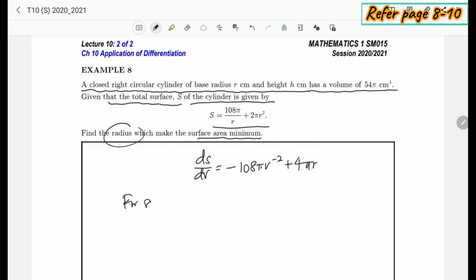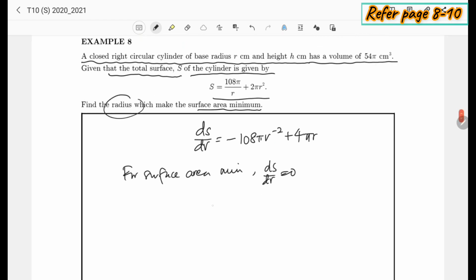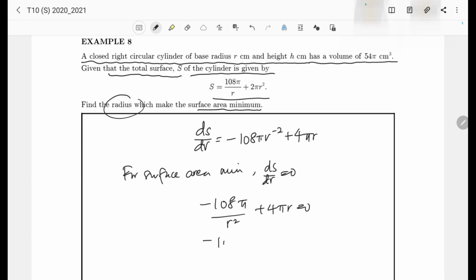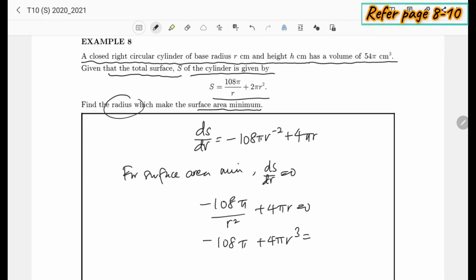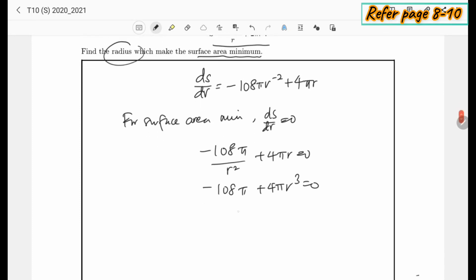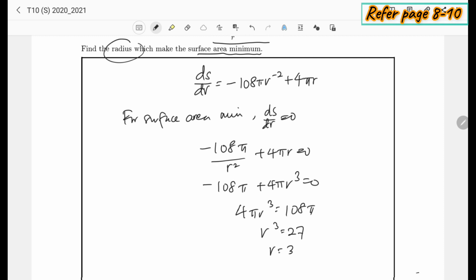So for surface area minimum, we get dS over dr equal to 0. So negative 108 pi over r squared plus 4 pi r equal to 0. Negative 108 pi plus 4 pi r cube equal to 0. So we have 4 pi r cube equal to 108 pi. So r cube equal to 27, r equals 3.